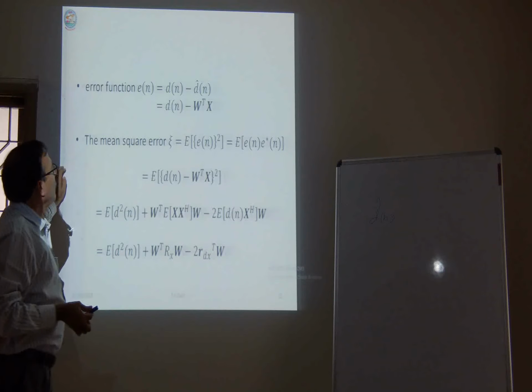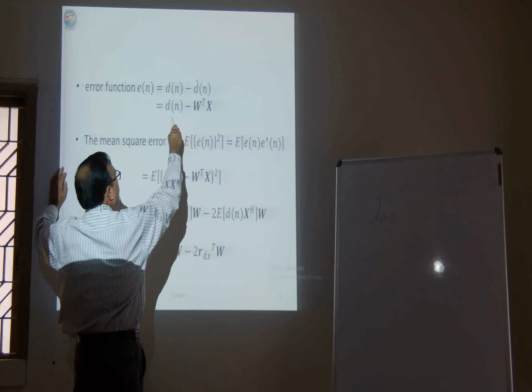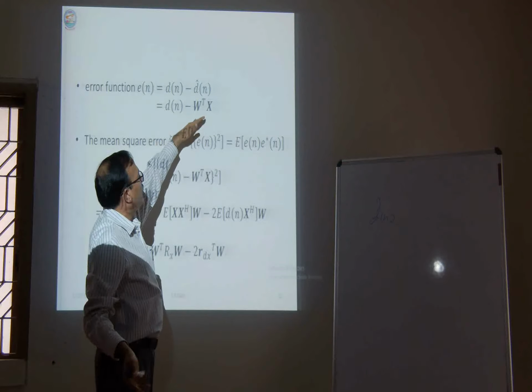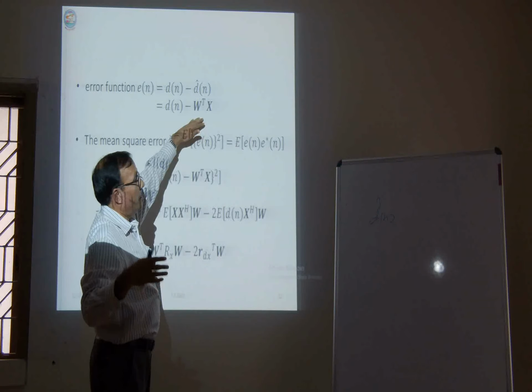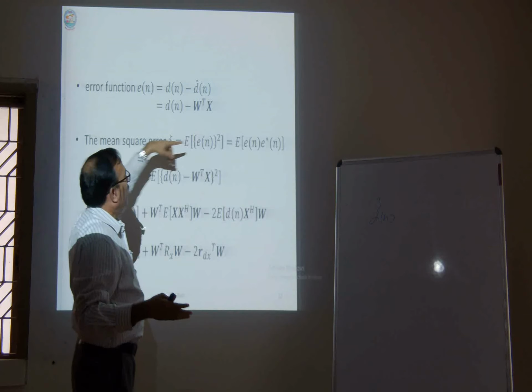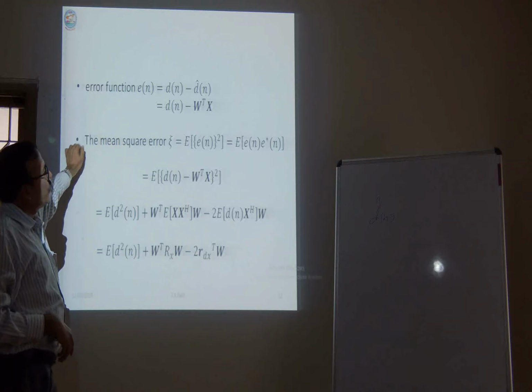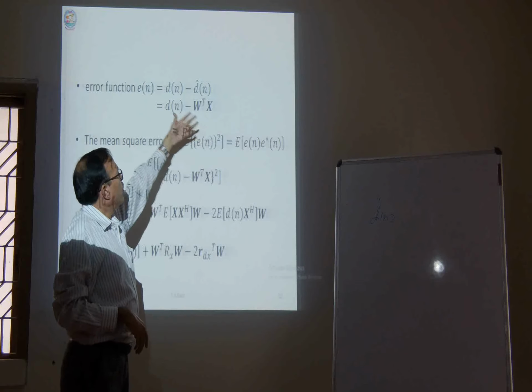Next. So here the error function En is nothing but Dn minus d cap n. And d cap n, you know, is nothing but Yn, and I have taken here W transpose into X. I can also take X transpose W, but here it is more suitable to take W transpose into X.